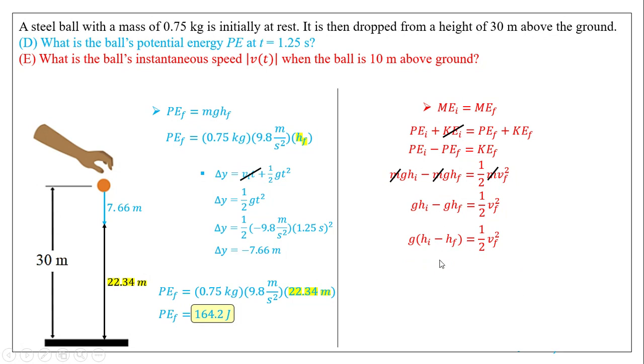Oh, by the way, here you can factor it out. I just factored it out. I like factoring stuff out. It just looks a little cleaner, but it's up to you. I'm just going to multiply both sides by 2. So here I have 2g, parentheses, hi minus hf.